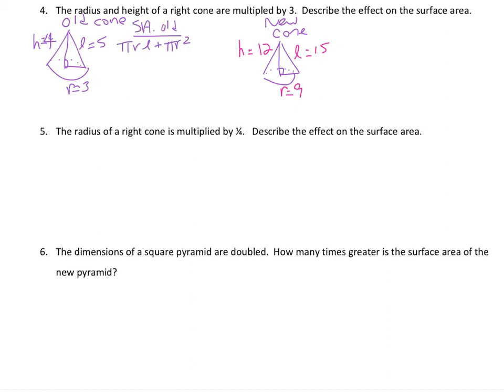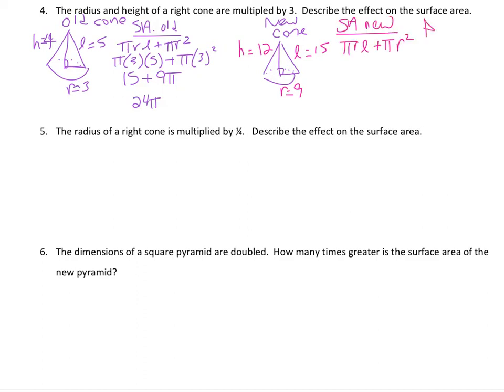To find our surface area now, let's go ahead and find our surface area of the old cone. So we've got pi r times the slant height, so L, 5, plus pi r squared, so pi 3 squared. So this gives me 15 pi plus 9 pi. I add those together and I get 24 pi. So let's leave that the way it is, and now let's find the surface area of the new cone.